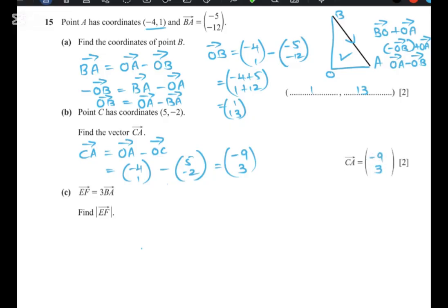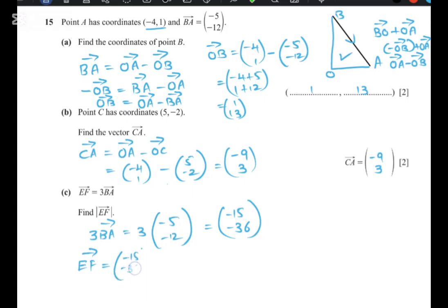Question number C. EF is equal to 3BA and find EF, magnitude of EF. So we know what BA is. Find out 3BA. So 3BA is 3 multiplied by (minus 5, minus 12). That will be equal to 3 into minus 5, which is minus 15, and 3 into minus 12 is minus 36. This is 3BA, and this is EF. That means vector EF is (minus 15, minus 36).